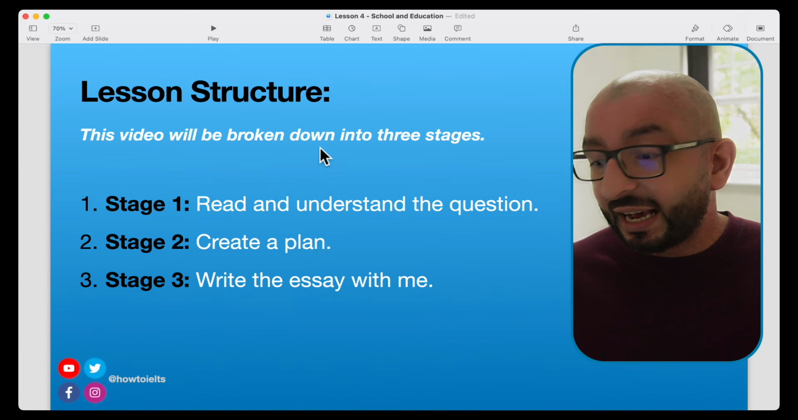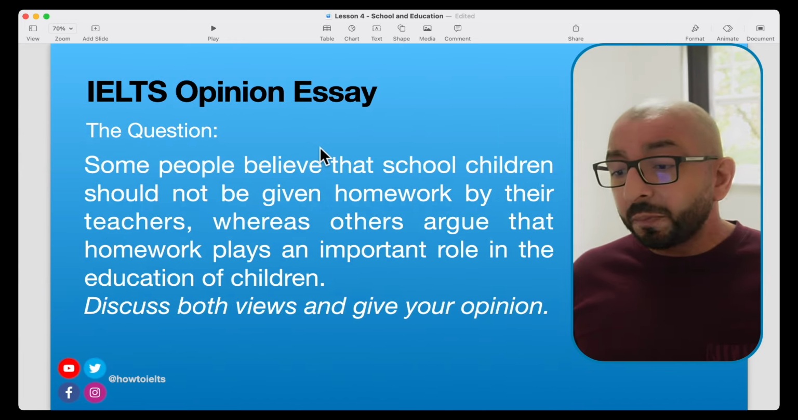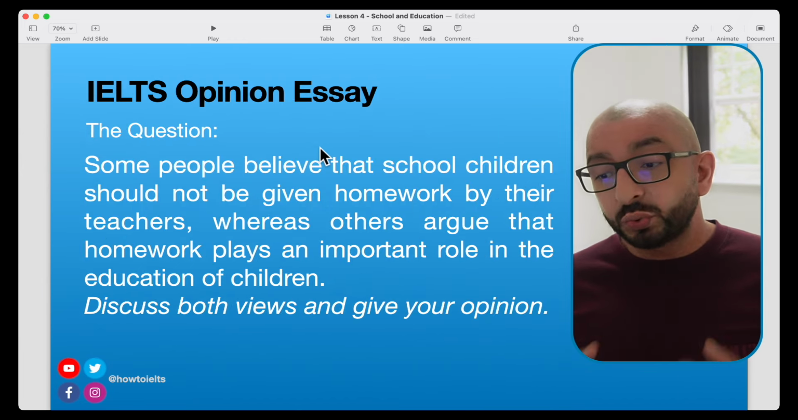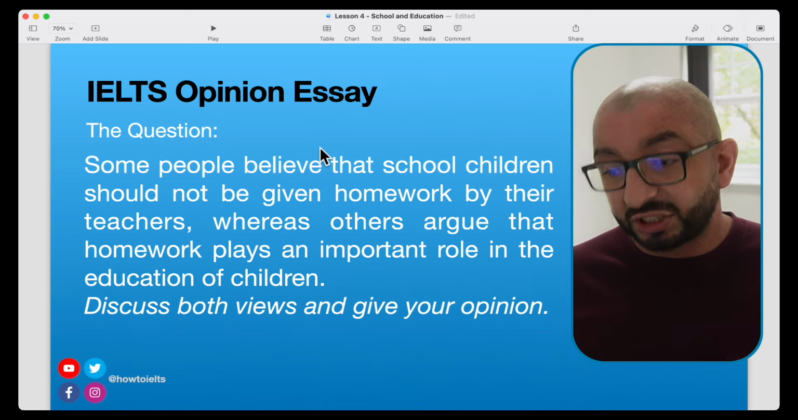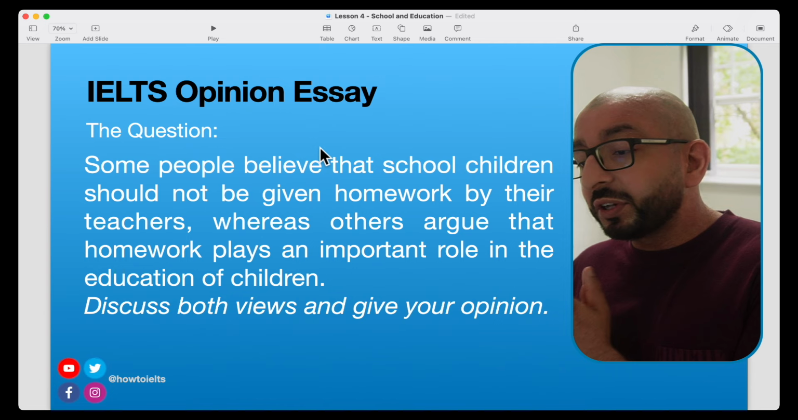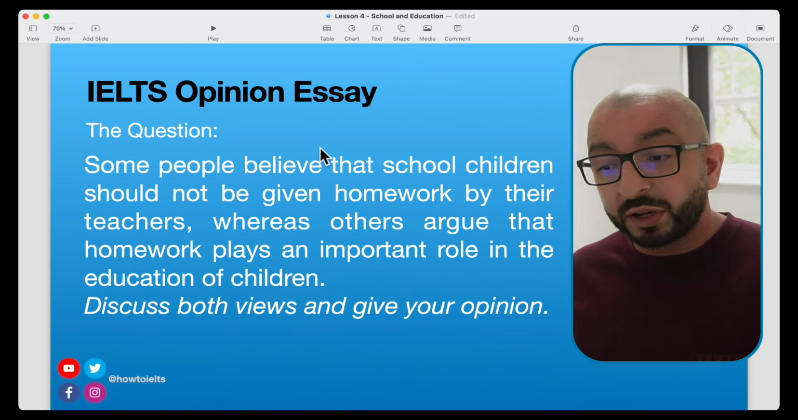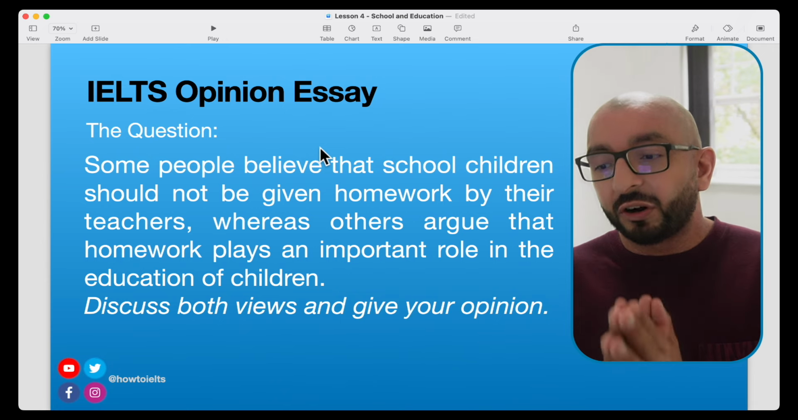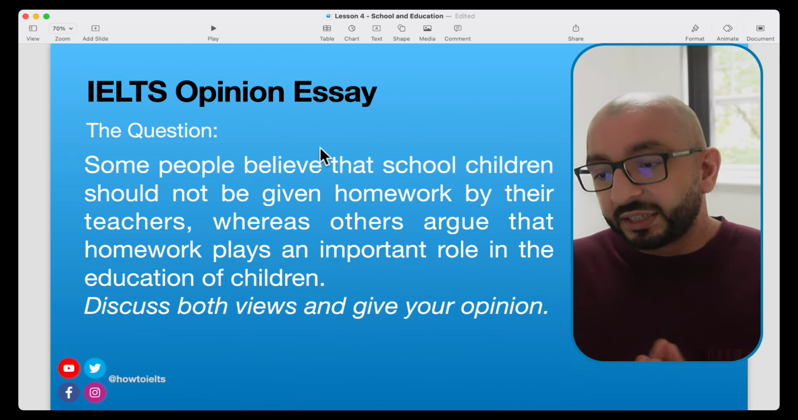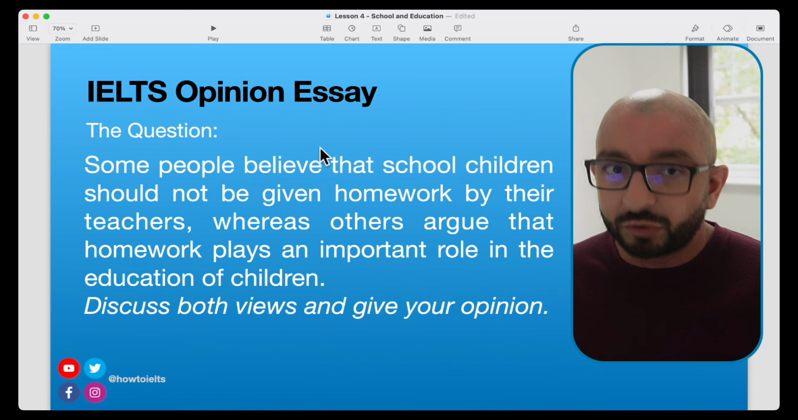So here is our question. Some people believe that school children should not be given homework by their teachers, whereas others argue that homework plays an important role in the education of children. Discuss both views and give your opinion.